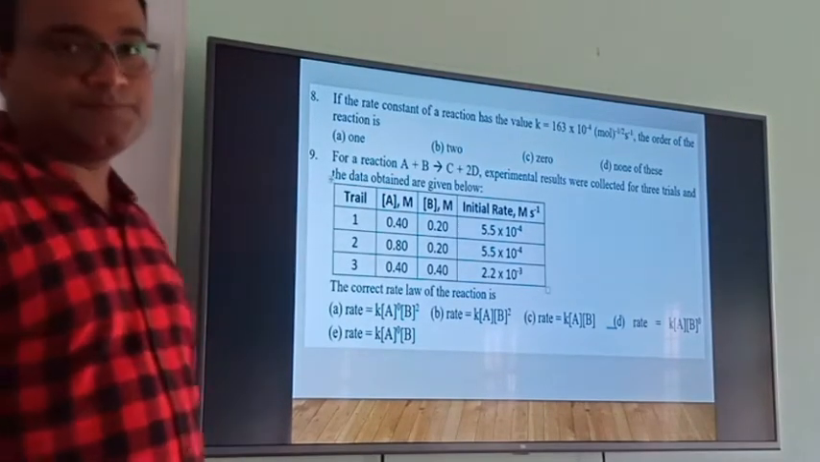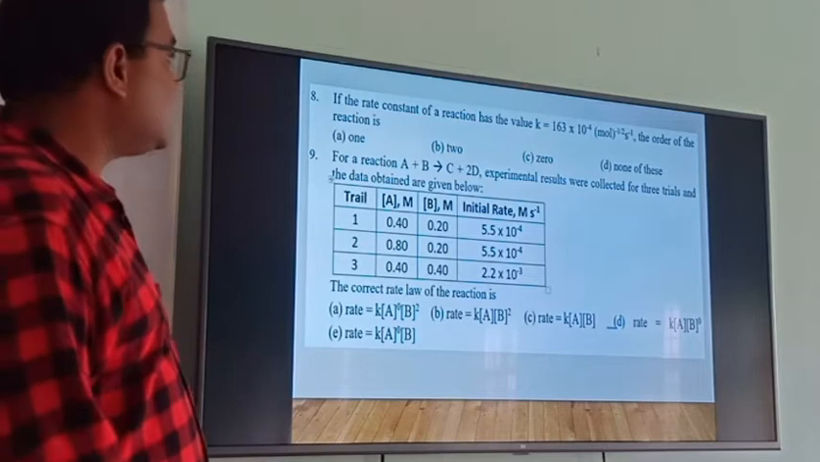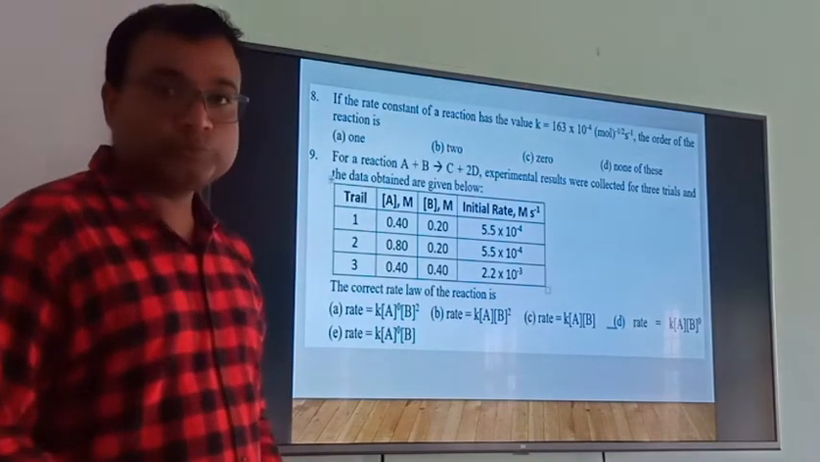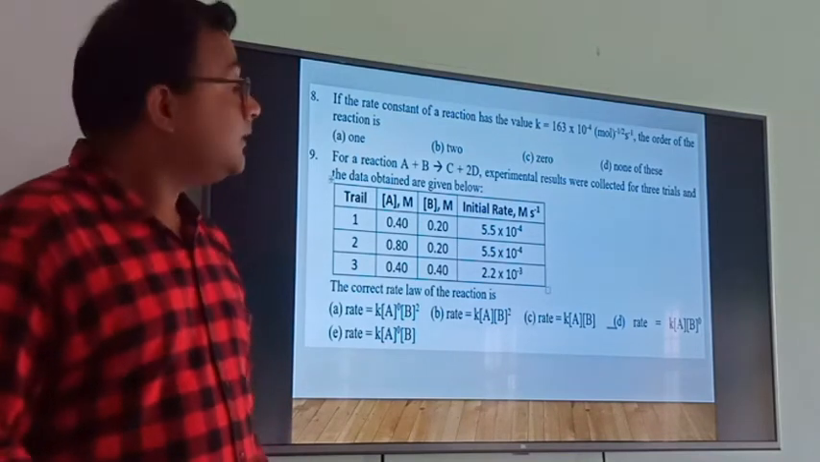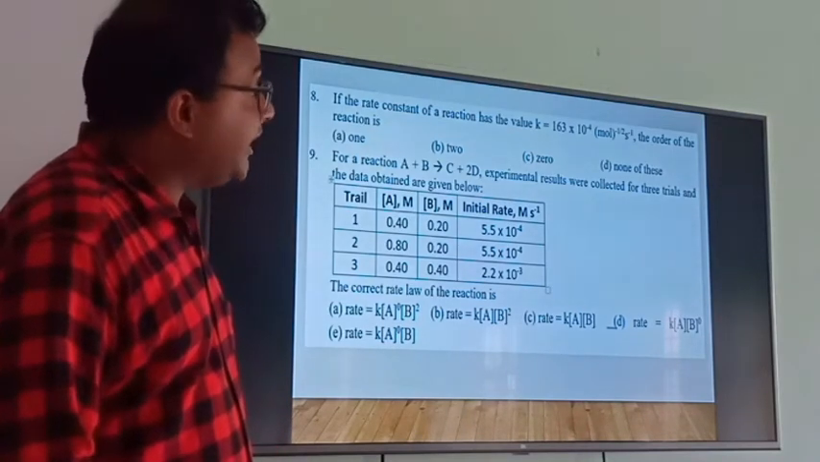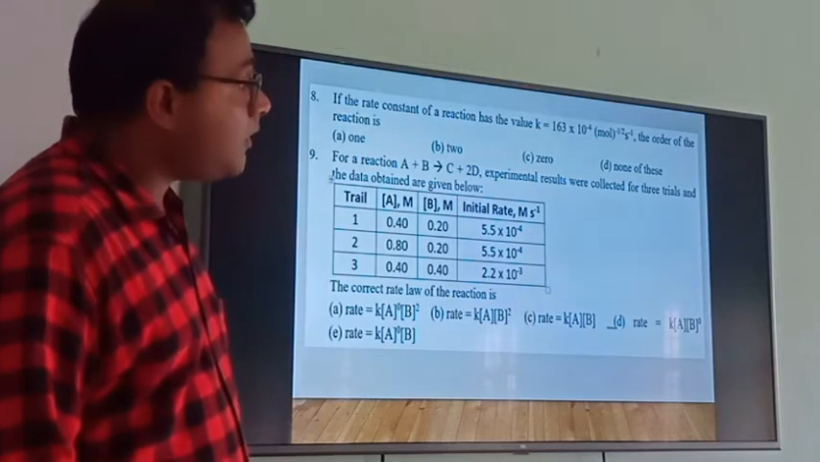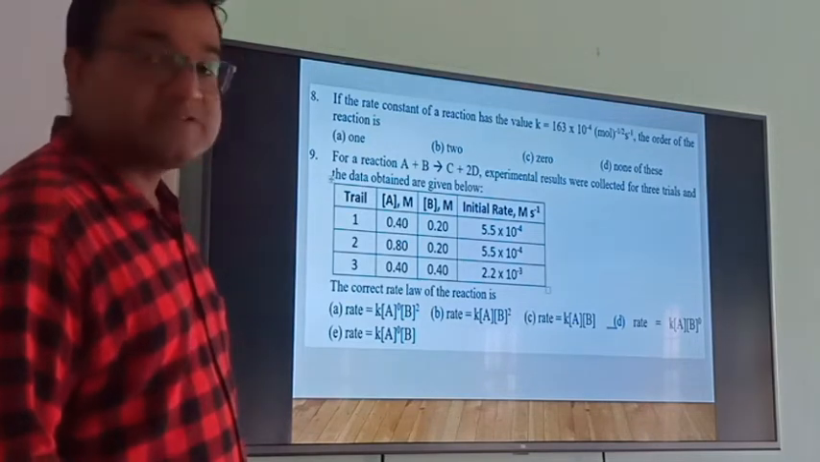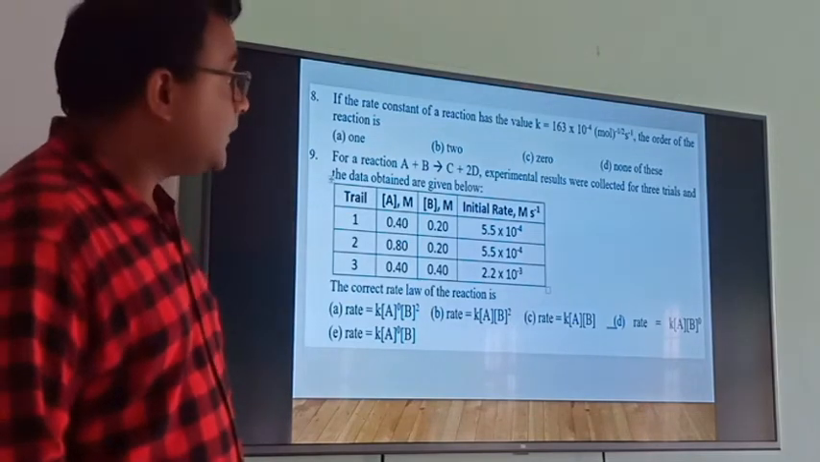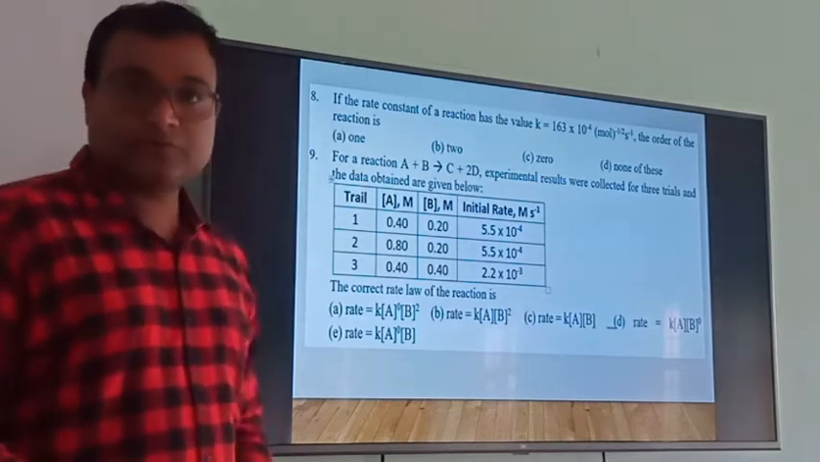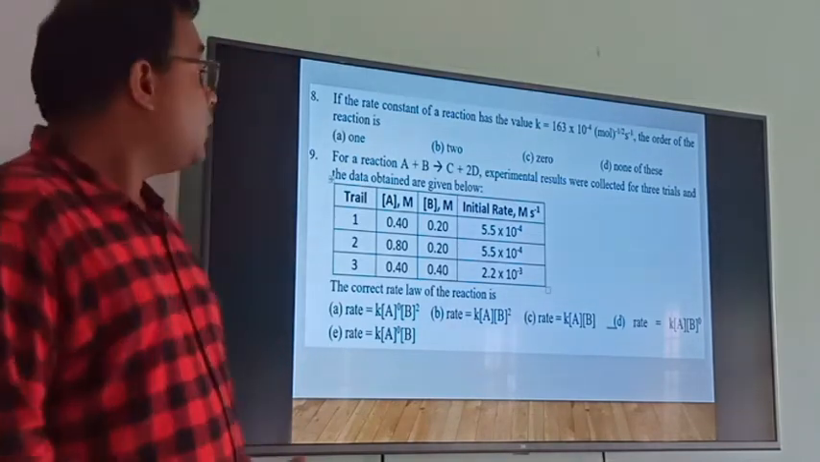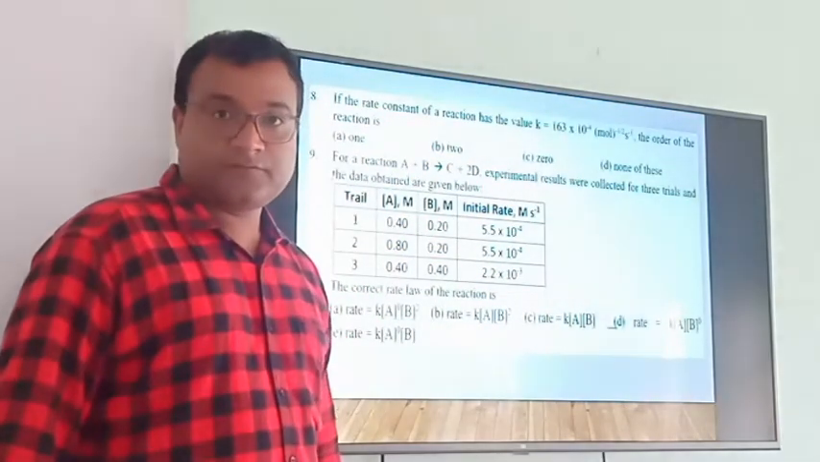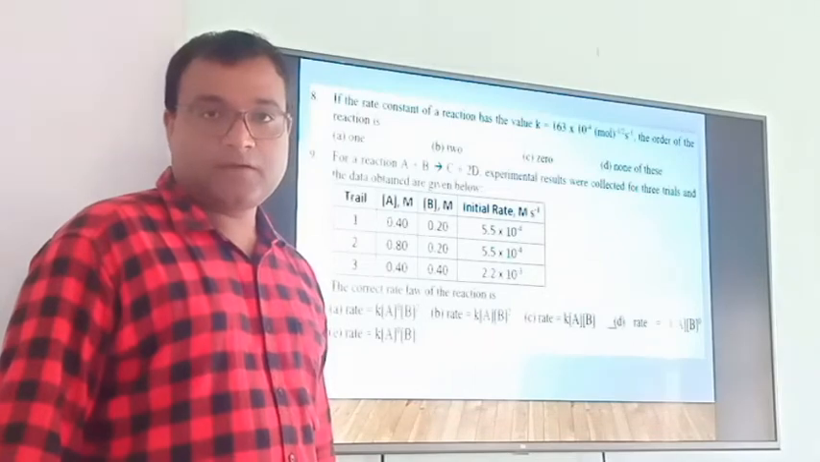Question number 8. If the rate constant of the reaction has the value K equals 163 into 10 power minus 4 mole power minus half into second inverse, the order of the reaction is? Whether it is first order, second order, zero order or none of this. Which one is the order?